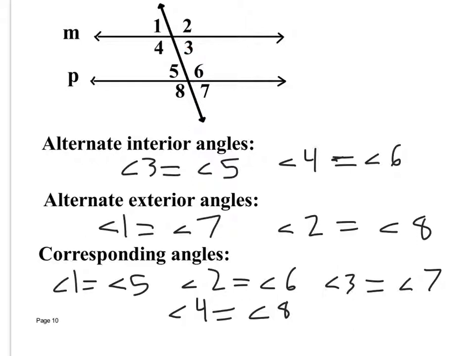If I know what 3 is, I know what 4 is because they're supplementary angles. They add up to 180. So if I know what 4 is, I know what 8 is. If I know what 4 is, I know what 6 is. So just based off one angle, I can find the rest based off my relationships.